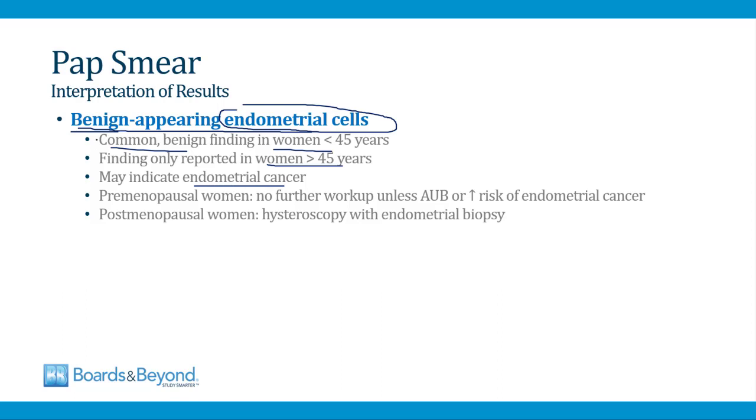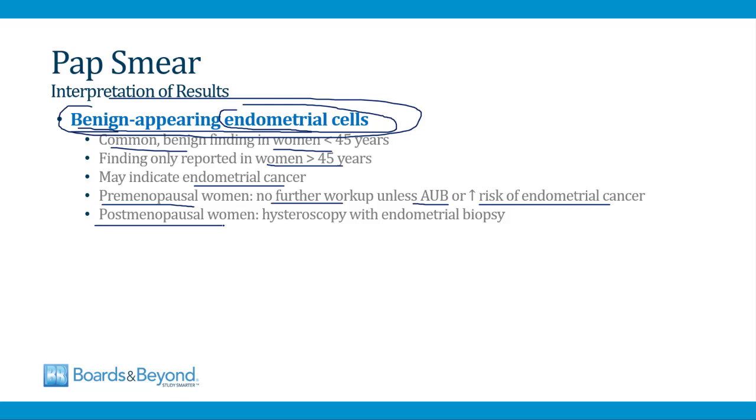What you do for follow-up of this finding on a Pap smear depends on a woman's menopausal status. In women who are premenopausal, usually no further workup is necessary unless the woman has abnormal uterine bleeding or a high risk of endometrial cancer. In women who are postmenopausal, however, when you have this finding on Pap smear, it's usually followed up with a hysteroscopy and an endometrial biopsy to exclude endometrial carcinoma.